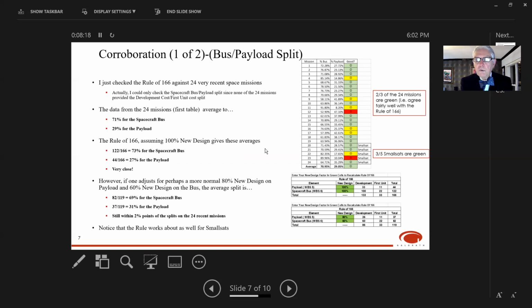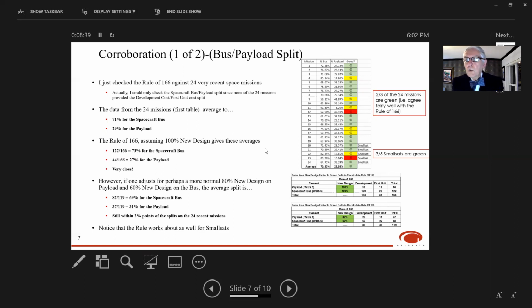Well, that's very close to what the actual data is showing up to be. If I modify it to be 80% new design for the payload and 60% new design for the bus, I would have gotten slightly different percentages, as you see on this chart, 69 and 31% respectively, but that's still real close to what the actual split is on the 24 missions.